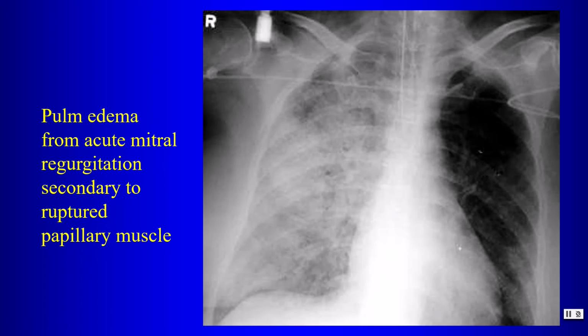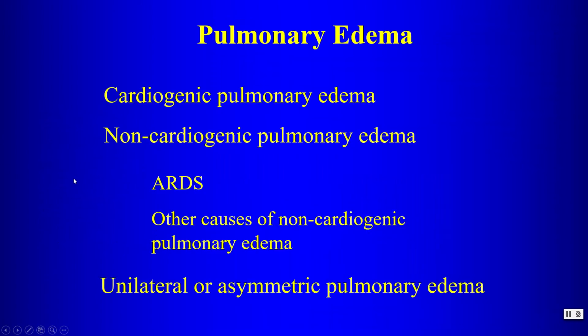Acute mitral regurgitation is not well handled and will usually put the patient into pulmonary edema if it occurs from papillary muscle rupture. So this is our discussion of pulmonary edema for this session.